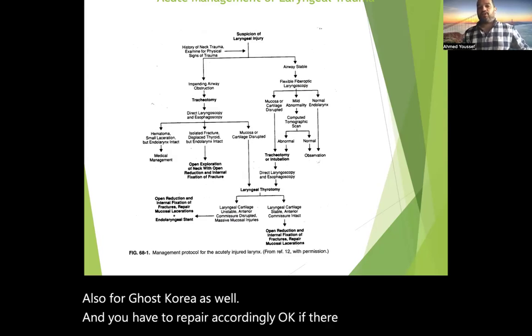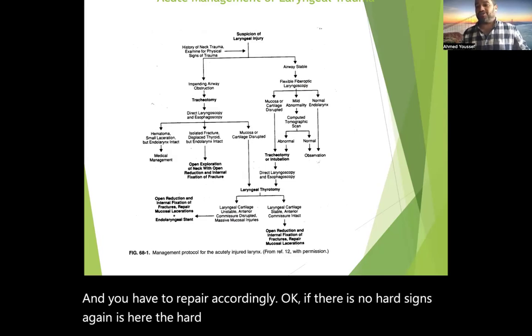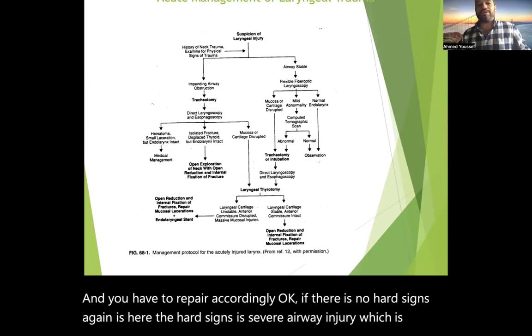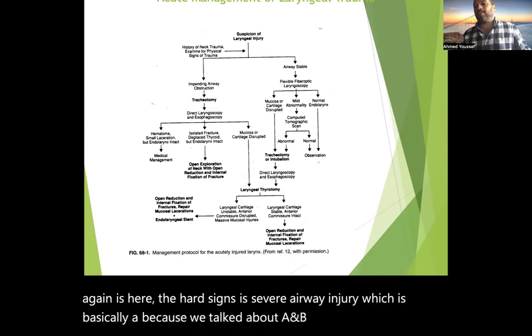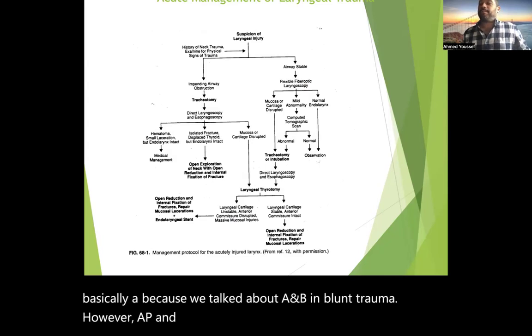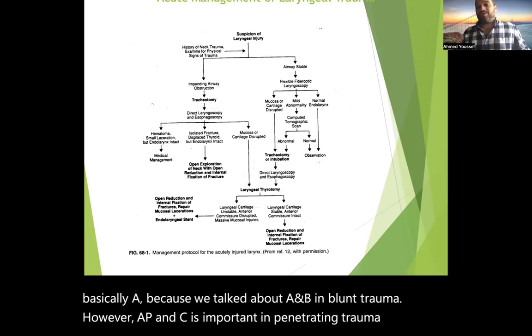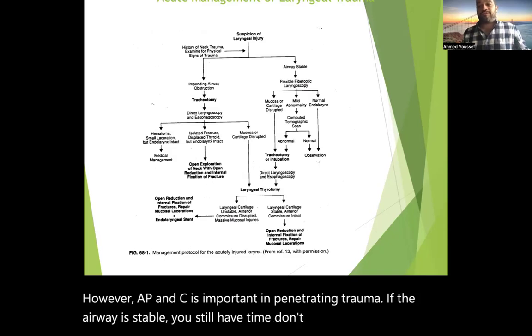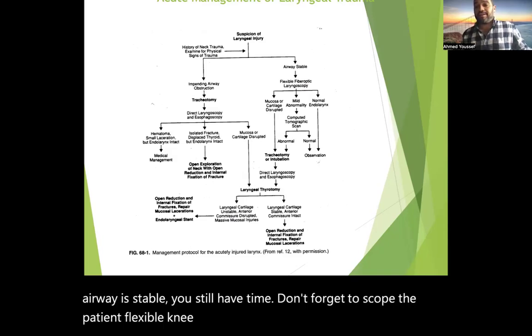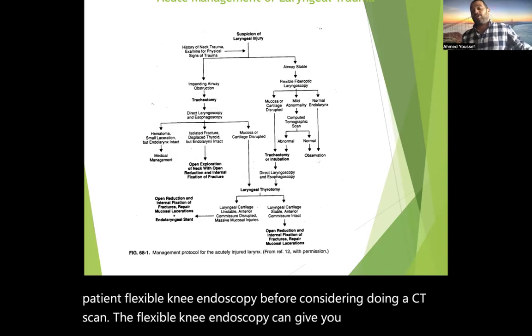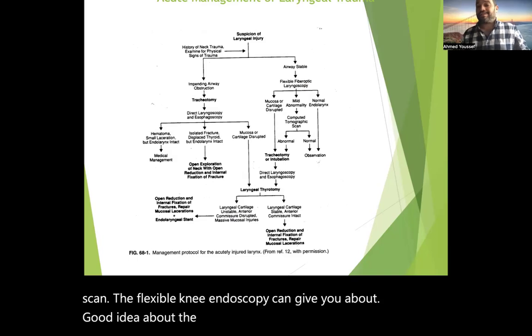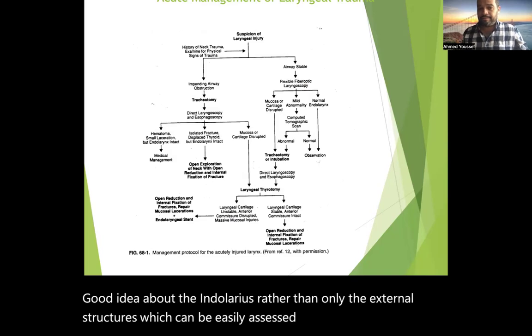If there are no hard signs, and here the hard signs are severe airway injury, which is basically A, because we talked about A and B in blunt trauma. However, A, B, and C are important in penetrating trauma. If the airway is stable, you still have time. Don't forget to scope the patient, flexible nasal endoscopy, before considering doing a CT scan. The flexible nasal endoscopy can give you a good idea about the endolarynx, rather than only the external structures, which can be easily assessed with a CT scan.